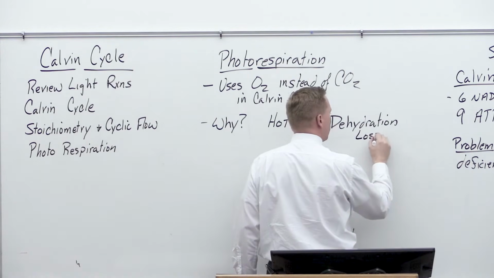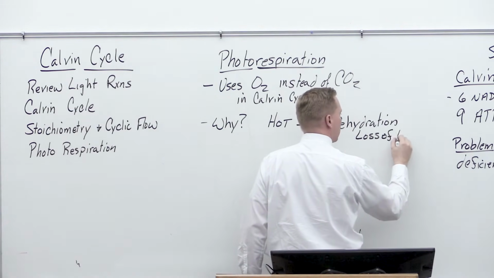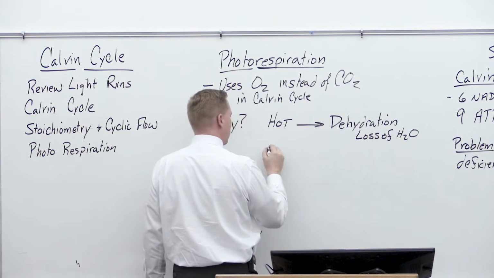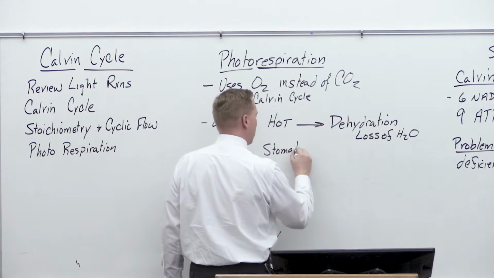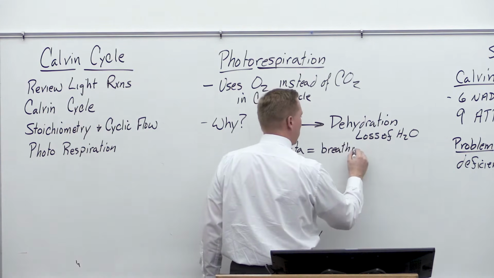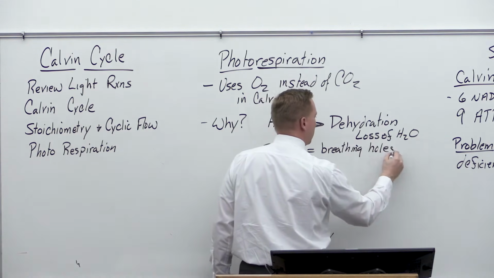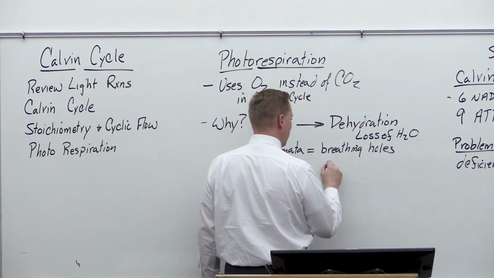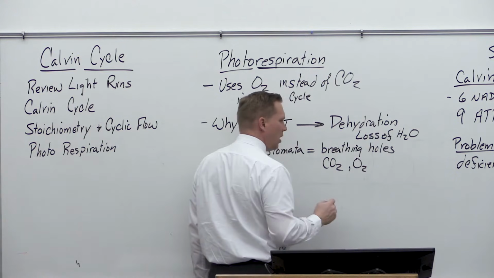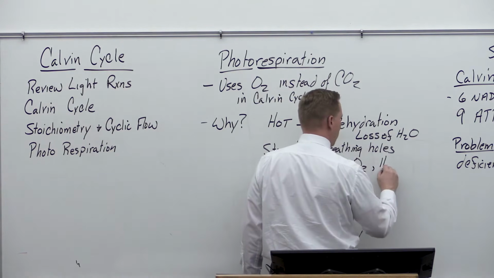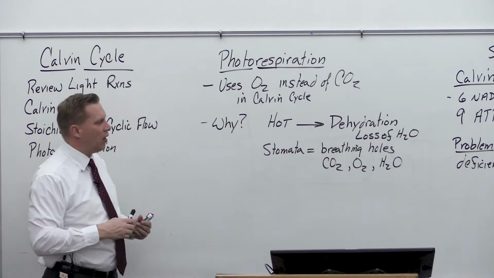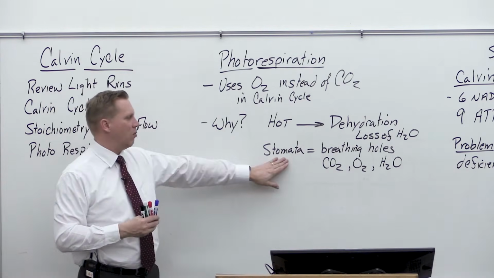loss of water. So the plant has breathing holes. So we have stomata in the plant, which is equal to their breathing holes. And it's through those breathing holes that they intake CO2. So CO2 comes in. They get rid of O2 that they're creating. But H2O, or water, is also able to pass through those stomata when they're open.